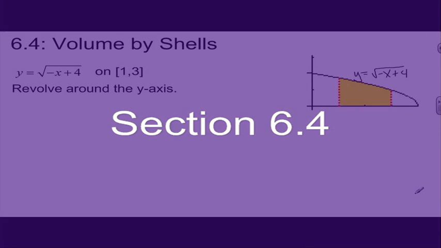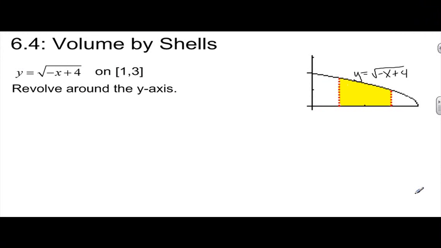We have, in this example, the region bounded by the curve square root of minus x plus 4 on the interval from 1 to 3, and the other boundary is the x-axis. And this time we need to revolve this around the y-axis.